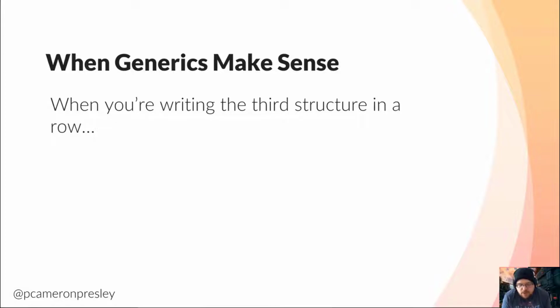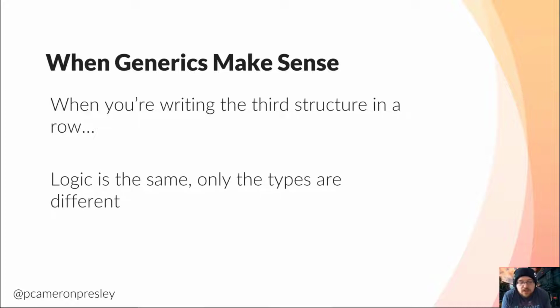To me, when you're trying to figure out if you need to make something more generic, it's really when you're writing that third thing in a row, right? I'm a huge fan of patterns, but I don't want to refactor to a pattern. I want the pattern to become apparent or visible first, then refactor to it. So if I'm writing the third structure and I'm like, man, this seems similar to the other two, maybe it's time to go ahead and do this refactor into a generic. Also, if the logic is pretty much the same, but only the types are different, that's the other clue that using generics would make some sense here.